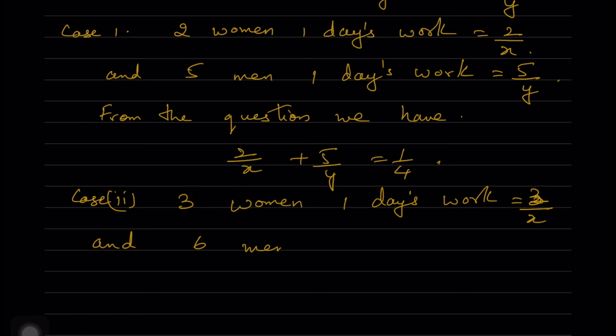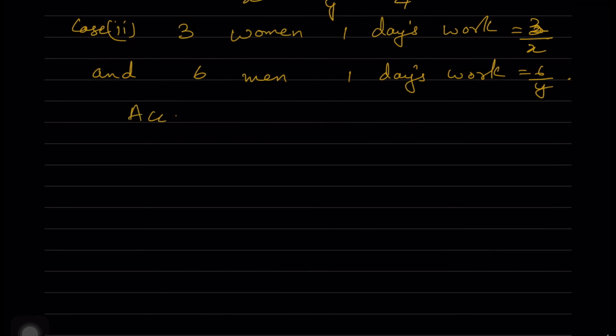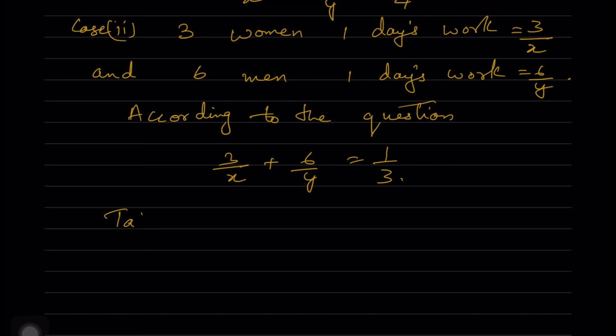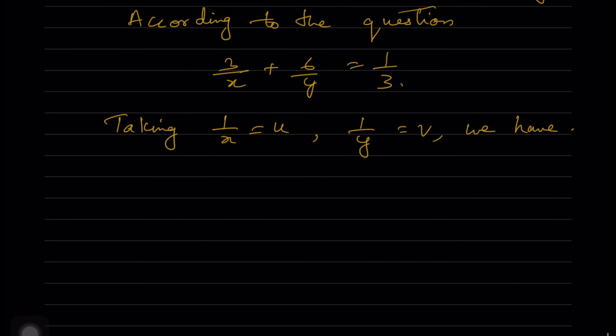So 3 women's 1 day's work is 3 by x, and in case 2, 6 men's 1 day's work is equal to 6 by y. So according to the question we have 3 by x plus 6 by y is equal to 1 by 3. We can take 1 by x is equal to u and 1 by y is equal to v. So you are getting the first equation as 2u plus 5v is equal to 1 by 4, and 3u plus 6v is equal to 1 by 3.